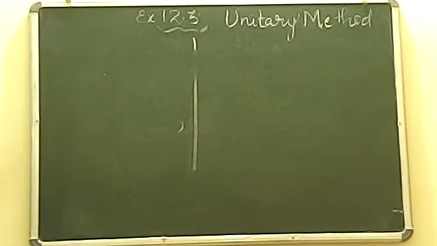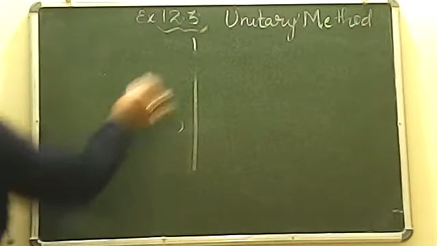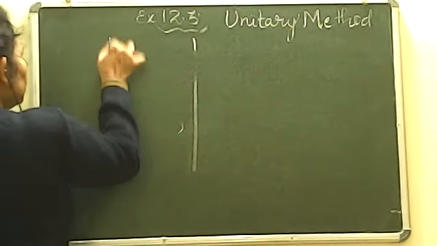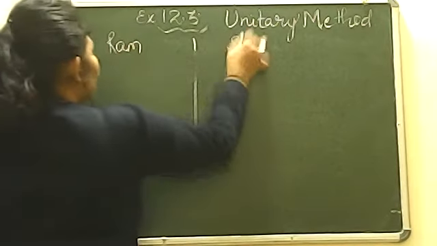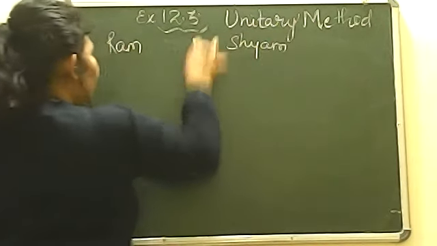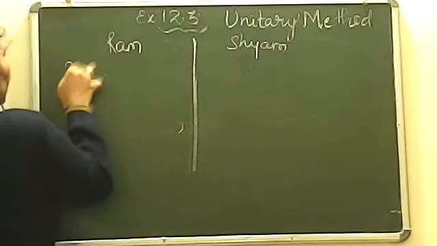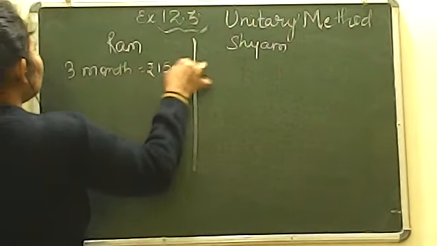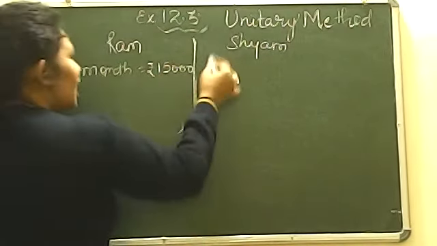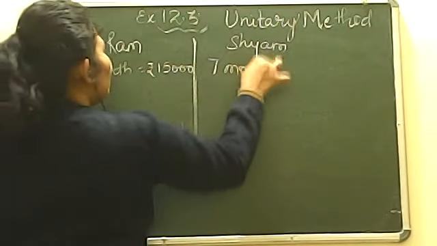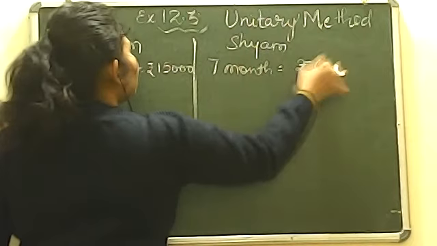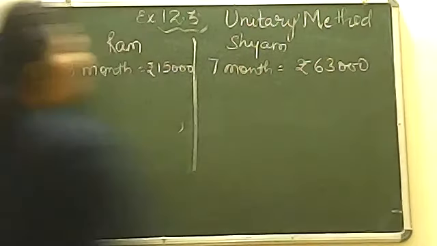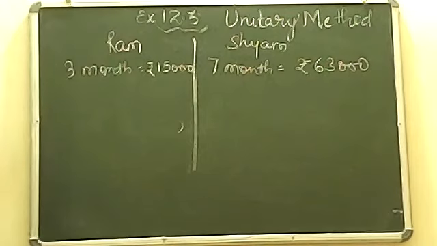Okay, we have to find less. The question which I gave you is, I have told there are two persons, Ram and Shyam. Then I told you that Ram earns rupees 15,000 in 3 months, and Shyam earns rupees 63,000 in 7 months, beta. And I am asking who is earning less. Who is earning less?